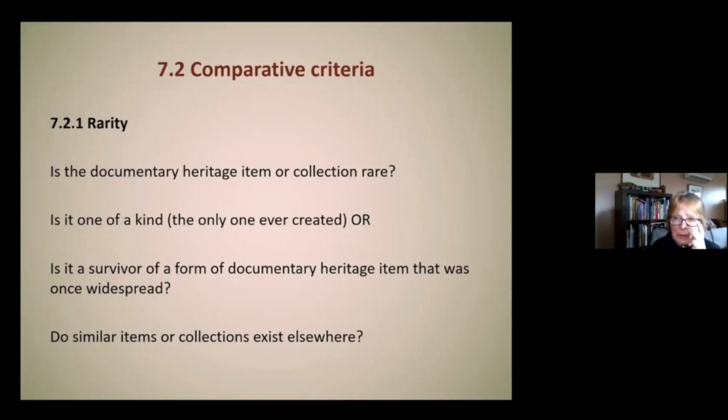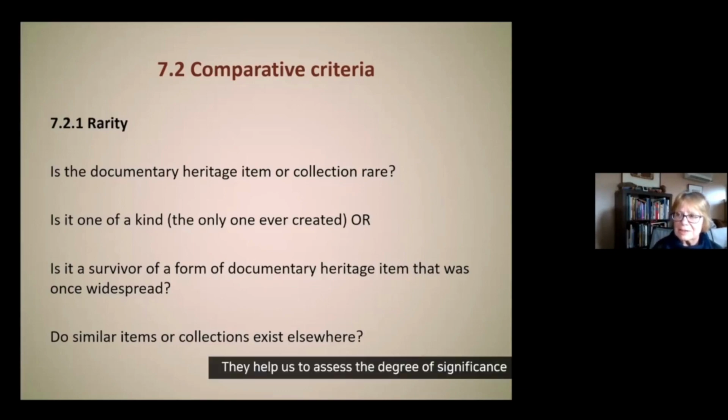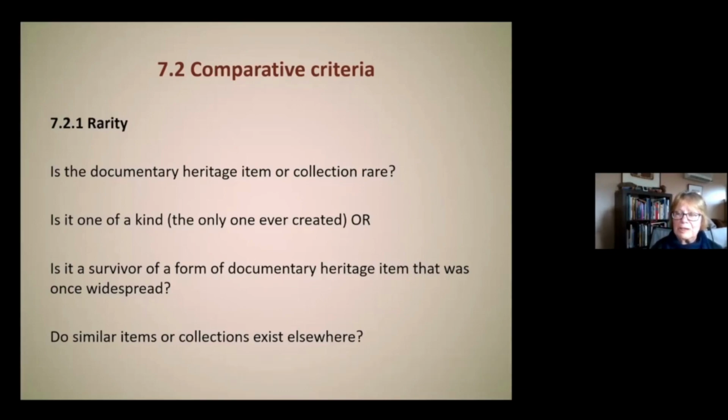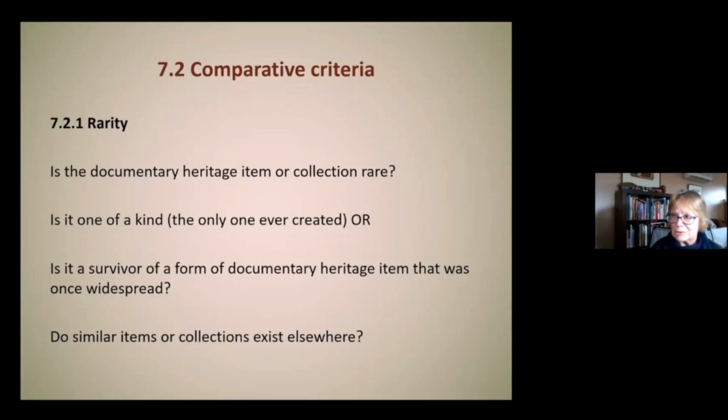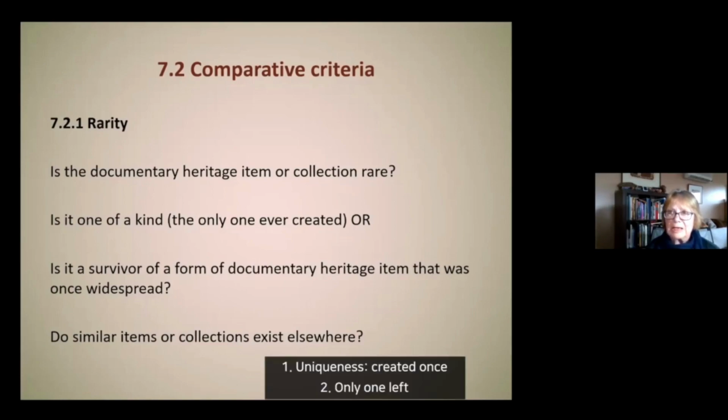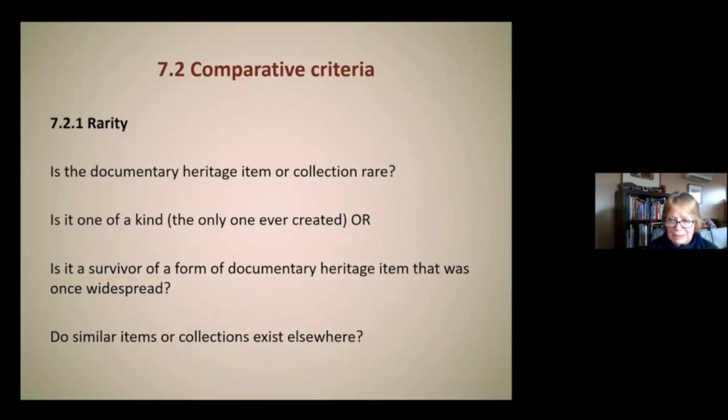Comparative criteria, I should have mentioned briefly before, they help us assess the degree of significance. So you've established your primary reason for having your documentary heritage, but these things talk about how rare it is or how significant it is compared to other sorts of documentary heritage like it. So you've got two sorts of rarity. You've got one that's unique, the uniqueness of something that's only ever been created once, or one that is the only one left after time has taken other things out.